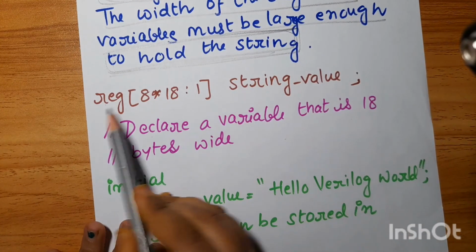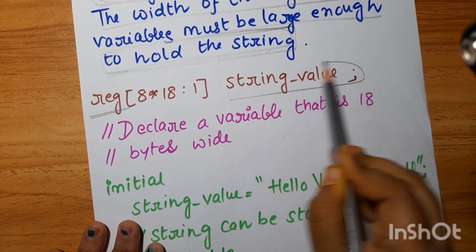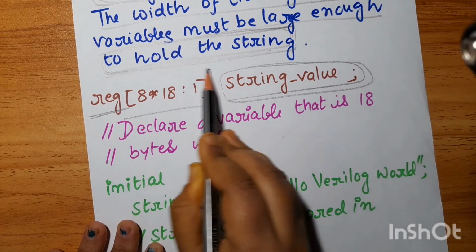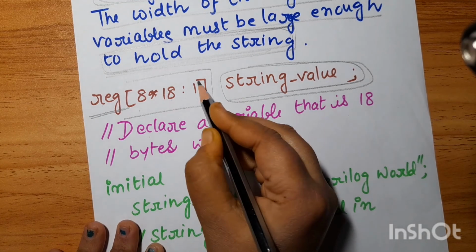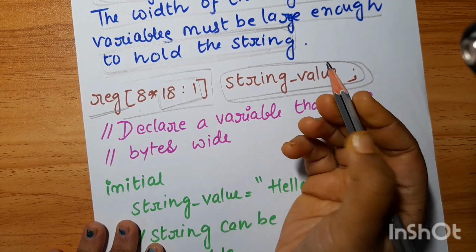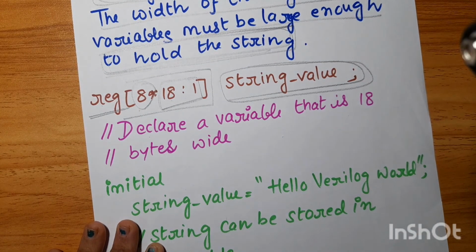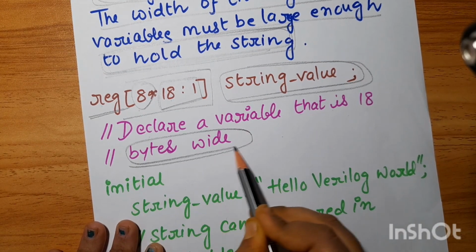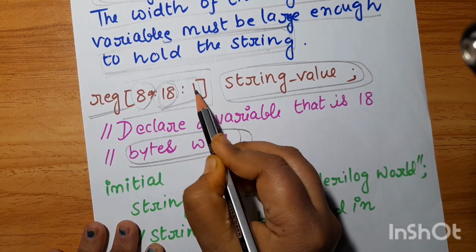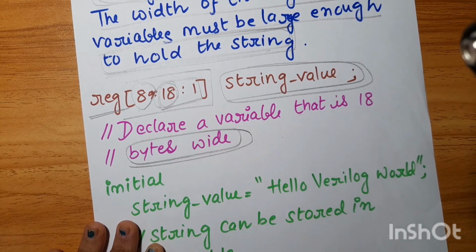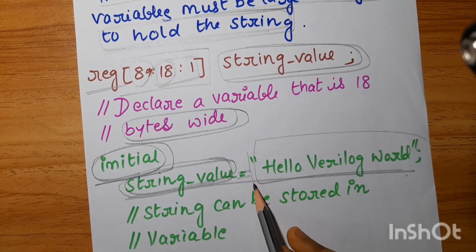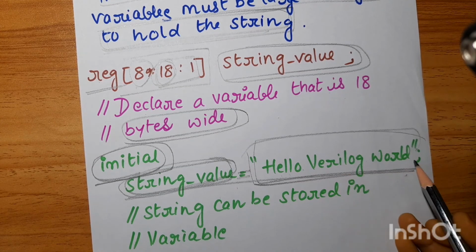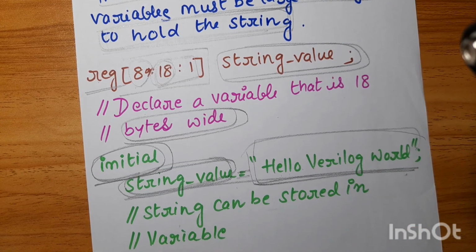Here we have a register that will hold the string value. And what is the width of that one? 8 times 18, bits 8 times 18 to 1. We declare a variable that is an 18-byte word, meaning 18 bytes, 1 to 18. It can store 18 characters, 18 alphabets. By the initial procedural statement, the string value is assigned the string hello Verilog world. So a string can be stored in a variable.